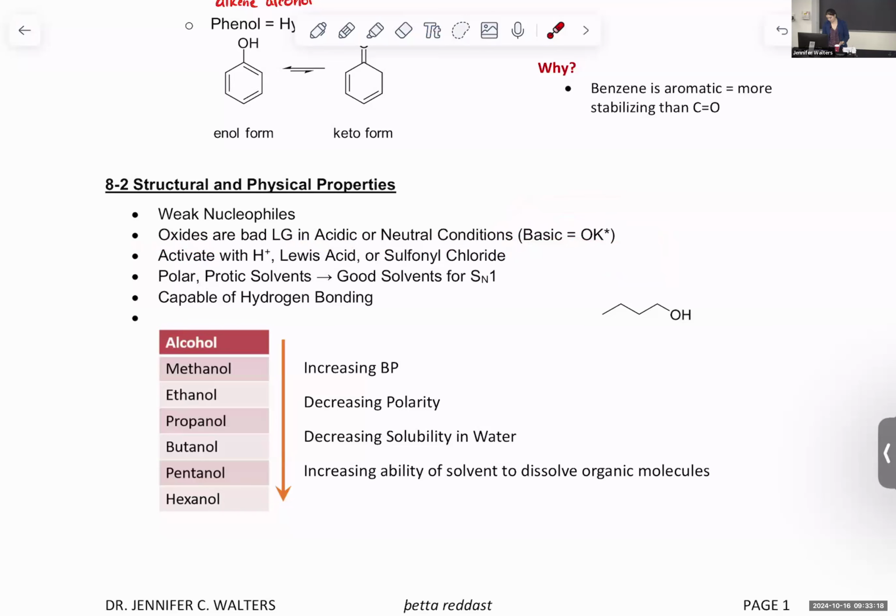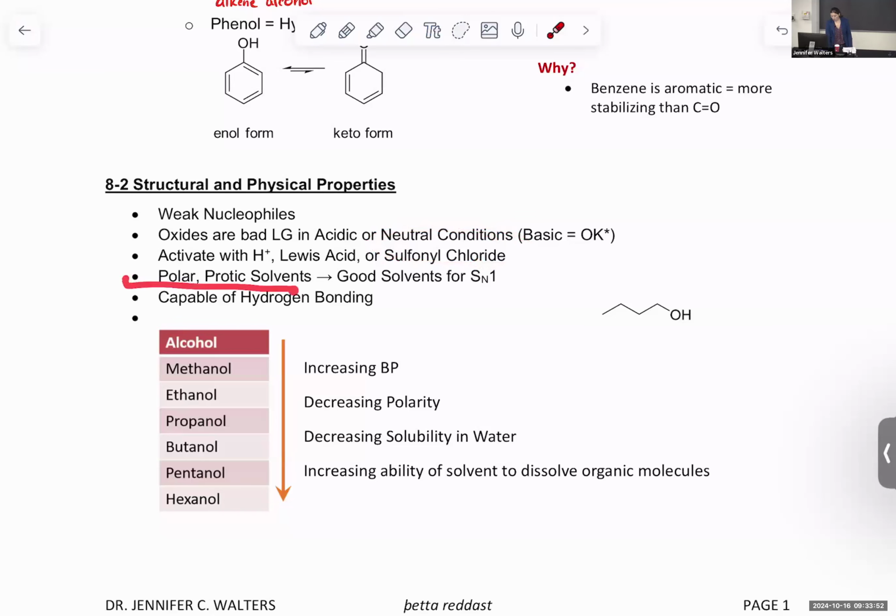So how we turn it into a good leaving group is we activate it. You activate it either with a strong Bronsted acid, so sulfuric acid, hydrochloric acid, hydrobromic acid are strong acids. Or Lewis acids, such as aluminum trichloride or boron trifluoride, so aluminum or boron, those are really good Lewis acids. Or turn it into a sulfonic acid: use the sulfonyl chloride to make the mesylate, the tosylate, the triflate, OTf, OTs, OMs. We can use that to make it a good leaving group.